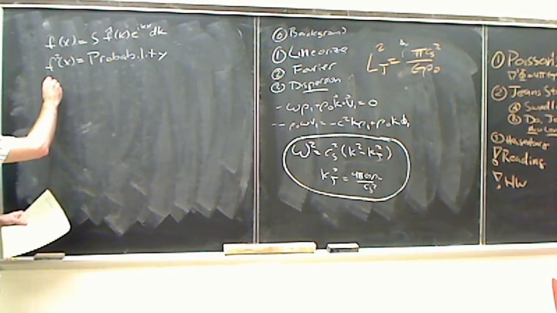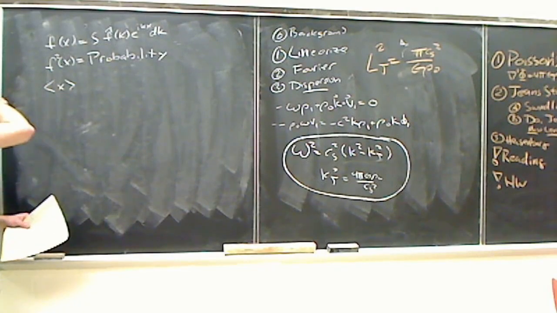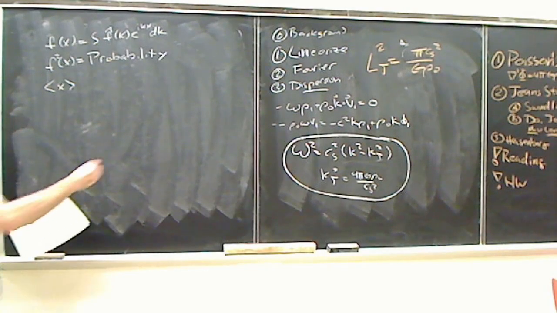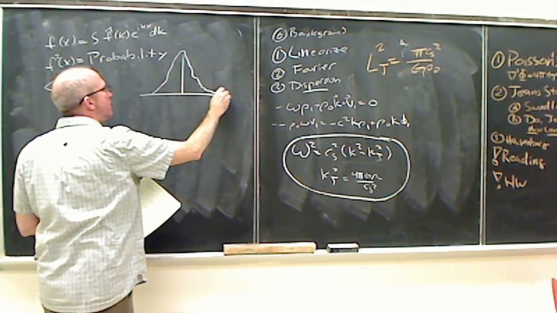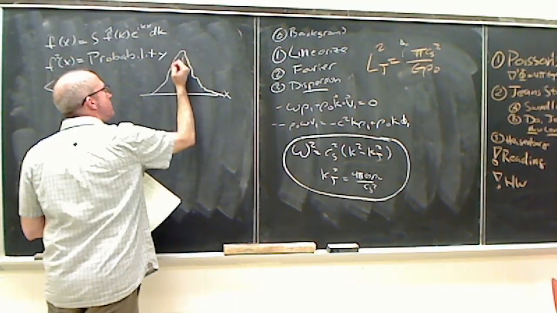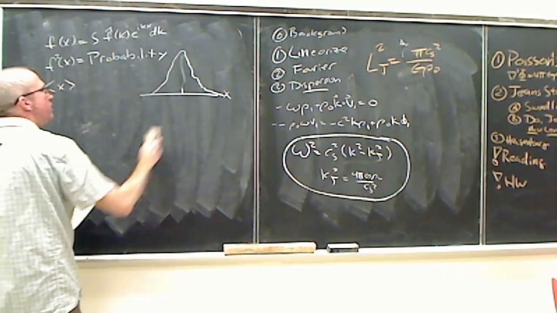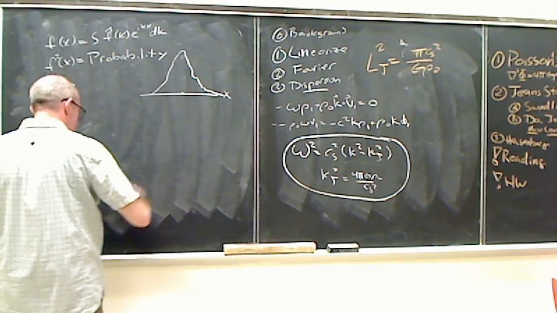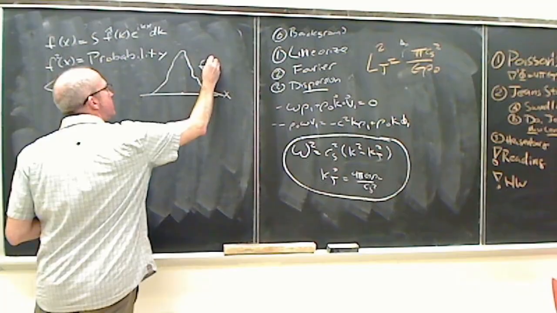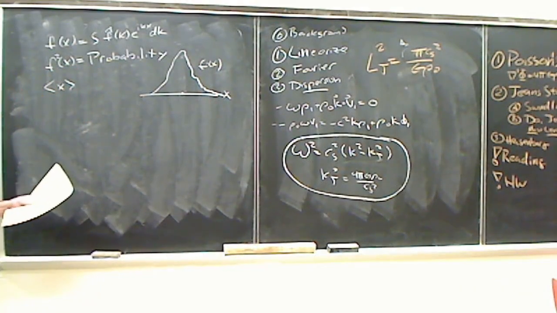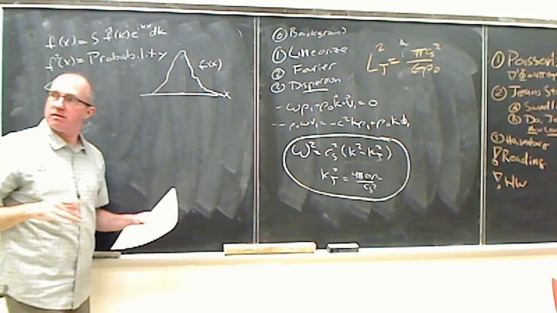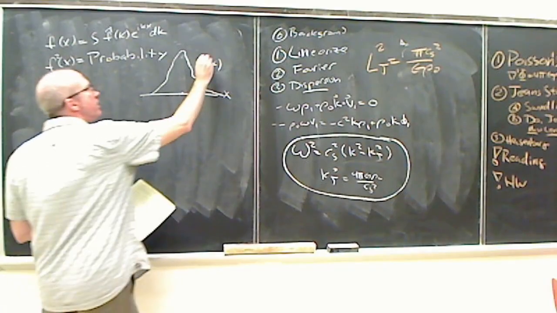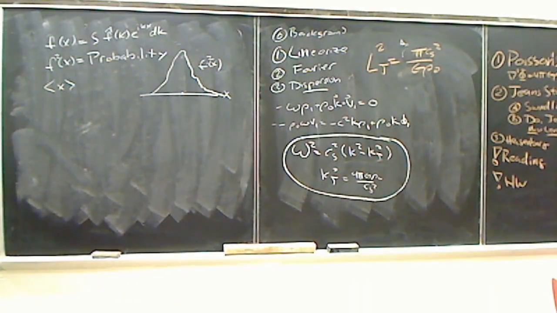So then what is the average of x? Let's not put that line there. Let's erase that better. So this is f of x. How do I get the average position of this blob? If f squared is my probability, so we're looking for the average of f squared x, x.